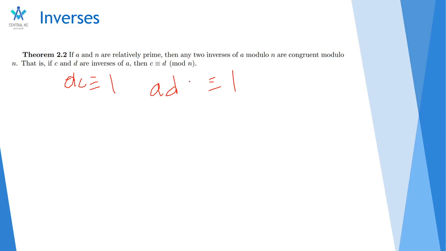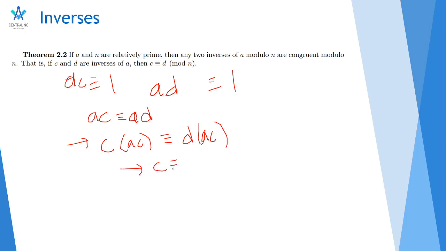In part 1 of the lecture, we proved that modular arithmetic has transitivity. So this actually shows us that ac is congruent to ad, modulo n. So let's multiply both sides of this congruence by c. That'll give you c times ac is equal to c times ad, but we can write that as d times ac. And why we write it like this is that ac is congruent to 1 modulo n. So this is just multiplying by 1 on either side. So this actually gives us c is congruent to d modulo n, and we have proven that.